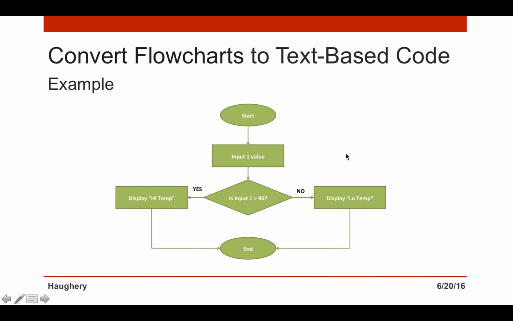So a quick example being this. We start with an input value, some generic input value, maybe from a temperature sensor. And we ask a question, is the input greater than 90? If it is, we want to throw a display up that says high temp, and then end. If it's not greater than 90, we want to say low temp, and end.